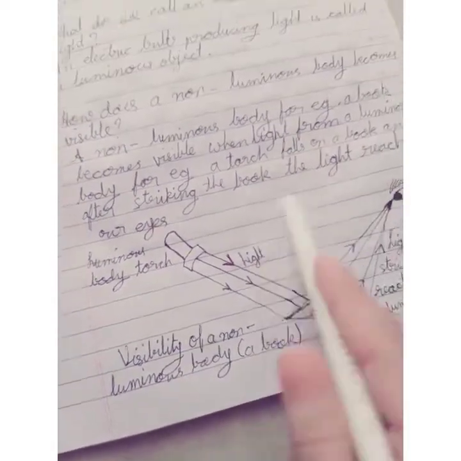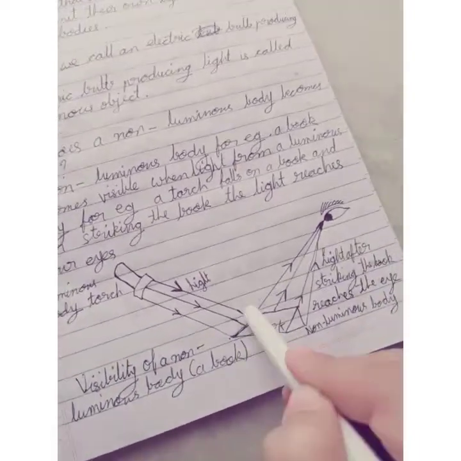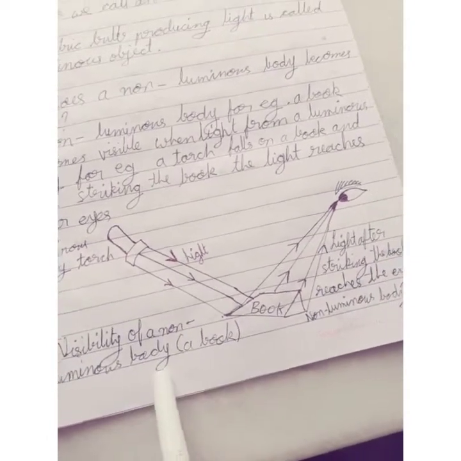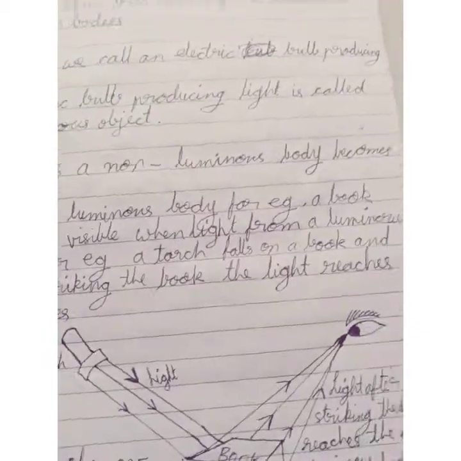And what is this known as? You need to label the diagram. So all this labeling is done. Now what is the name of this diagram? Visibility of a non-luminous body. For example, we have taken a book. You can take another thing.